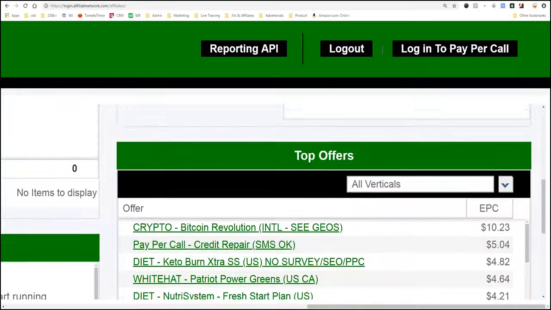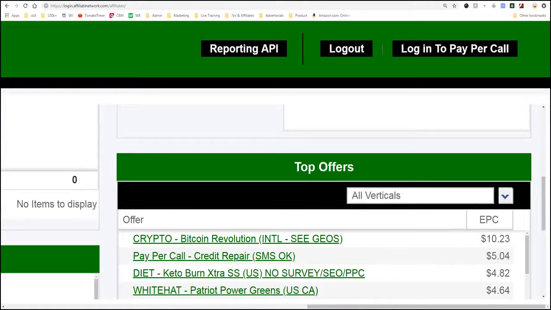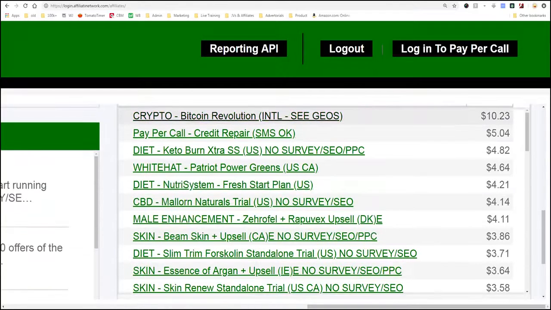So you see some of their top verticals. These are the top performing offers. You see that it says top offers right here. Now, as you see, one of the top offers is a crypto offer. So it's teaching people how to invest in cryptocurrencies. It used to be part of a vertical called binary options, which is a pretty crazy vertical.